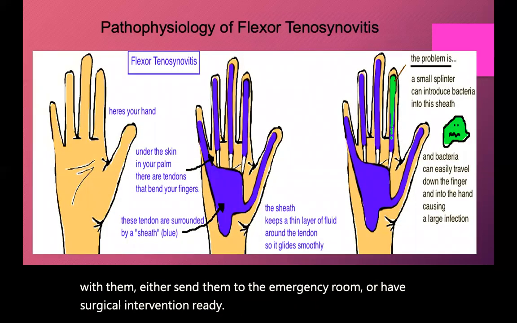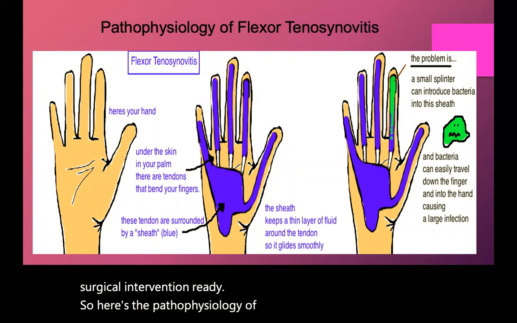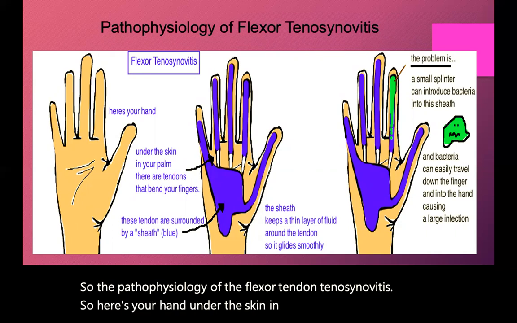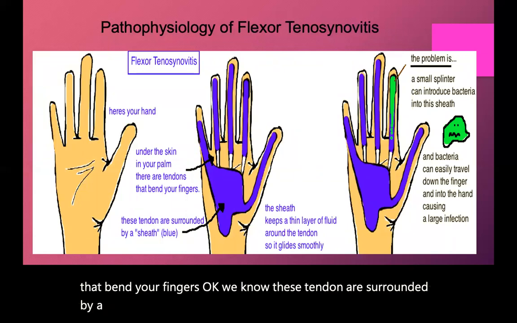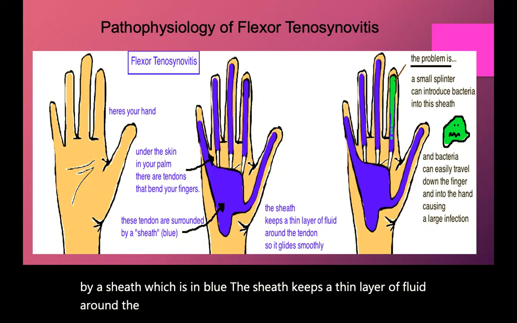Okay, so here's the pathophysiology of the flexor tenosynovitis. So here's your hand. Under the skin in your palm, there are tendons that bend your fingers. Okay, we know this. These tendons are surrounded by a sheath, which is in blue. The sheath keeps a thin layer of fluid around the tendon so it glides smoothly.